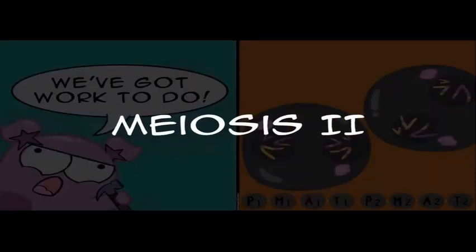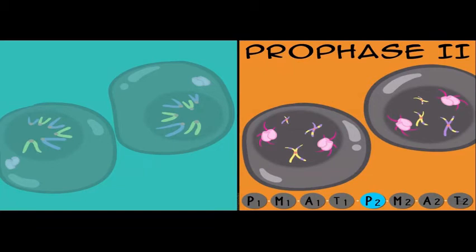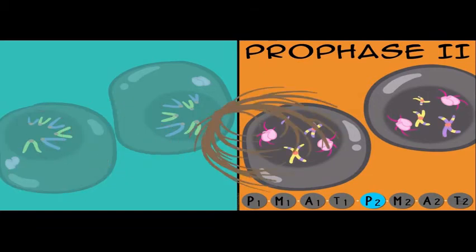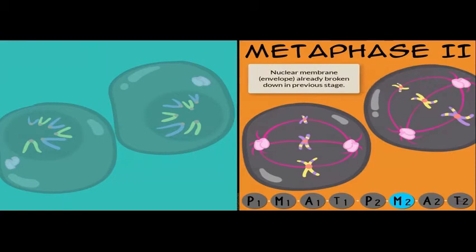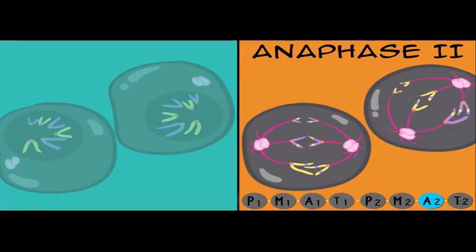Onto meiosis 2. Prophase 2. Chromosomes are condensing in both cells. It's not going to be as eventful as it was in prophase 1 because they're not going to have homologous pairs and crossing over. Metaphase 2. M for middle, but this time the chromosomes are in a single file line, similar to how metaphase looked in mitosis. Anaphase 2. Think A for away.